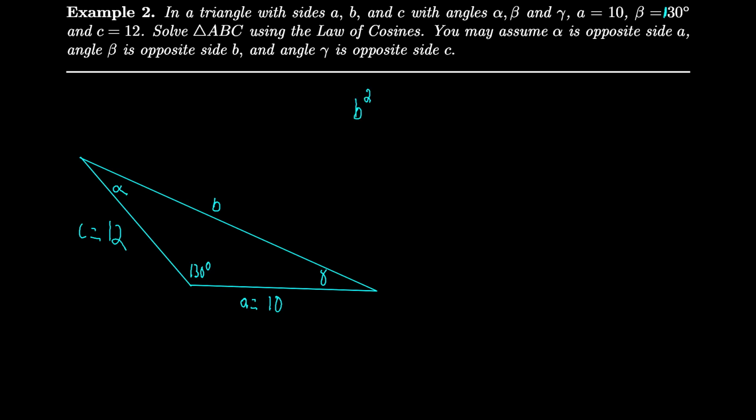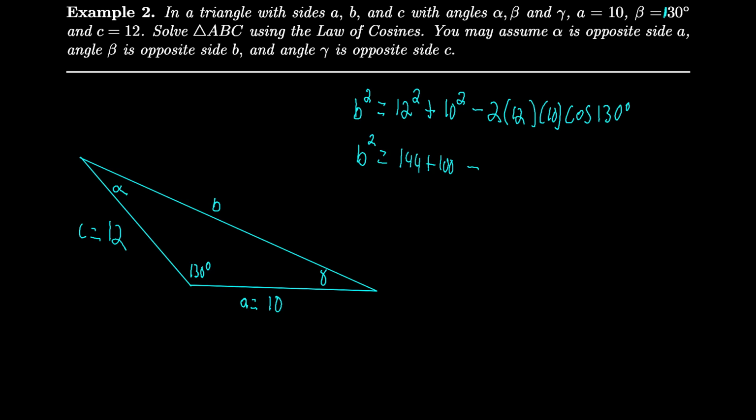So B squared equals, okay, take one of the other sides and square it. And add to it the other side squared. And then subtract 2 times the same two numbers you just wrote, 12 and 10. And then it's the law of cosines, so it's cosine of whatever angle goes with B, so beta. Beta in this case was 130 degrees. Okay. Now I don't know what these numbers are off the top of my head. Cosine of 130 degrees, I have absolutely no idea. But B squared equals, again, 144 plus 100, okay, minus 240 times cosine of 130 degrees.